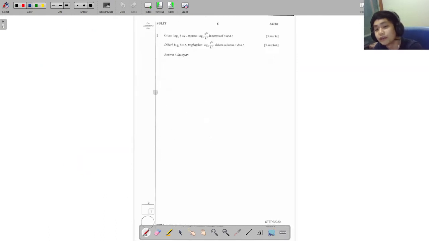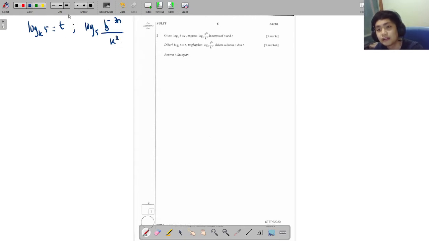So moving on. Question 2: log_k 5 equals t, and log 5 to the power of 3n over k squared. That's a bit small. Yeah, I think it's 3n. So equals to k over k squared.